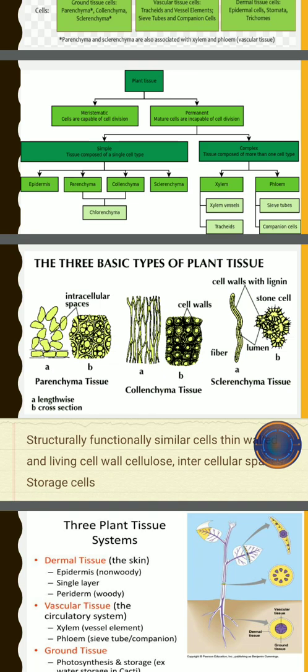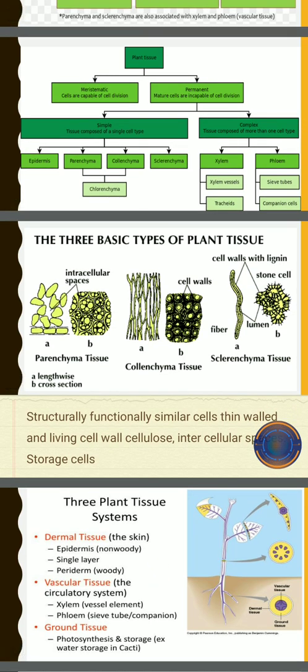phloem. Xylem, you know, is made up of four components: xylem vessels, tracheids, parenchyma and the fibers. Phloem is made up of the sieve tubes, companion cells, phloem parenchyma and phloem fibers.